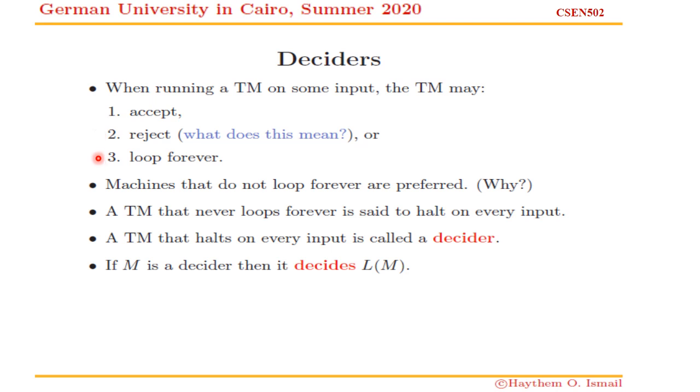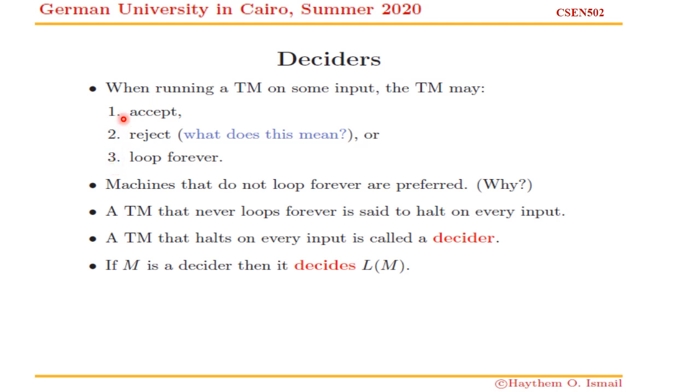The third thing that happens is that it loops forever. It never enters Q accept, and it never enters Q reject, and therefore it loops forever. Now, looping forever is neither accepting nor rejecting. You have to understand that. Reject for Turing machines has a very specific meaning. It means that the Turing machine enters Q reject and stops. All right, but looping forever is not the same as rejecting.